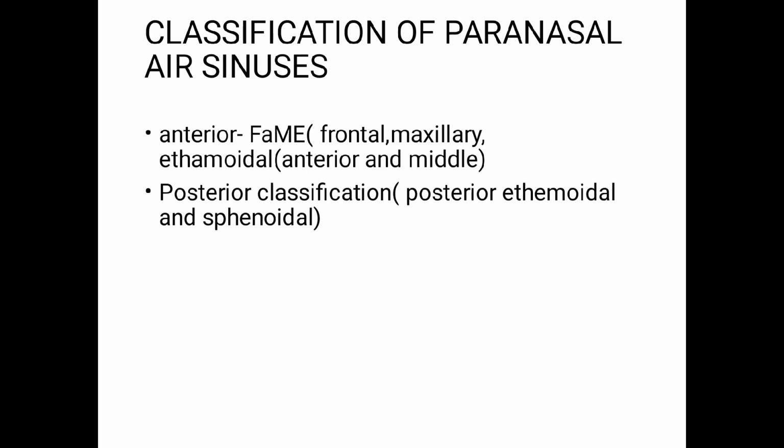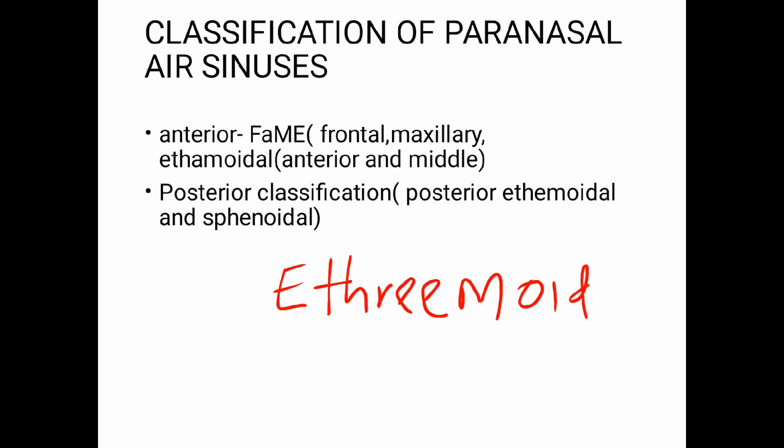Now, the ethmoidal air sinuses have three parts, and you can remember this using "Etrimoidal". Let me just write it out. Ethmoidal air sinuses have three parts. Etrimoidal. Now, it has the anterior, the middle, and the posterior. The three there will help you to remember that it has the anterior, the middle, and the posterior.